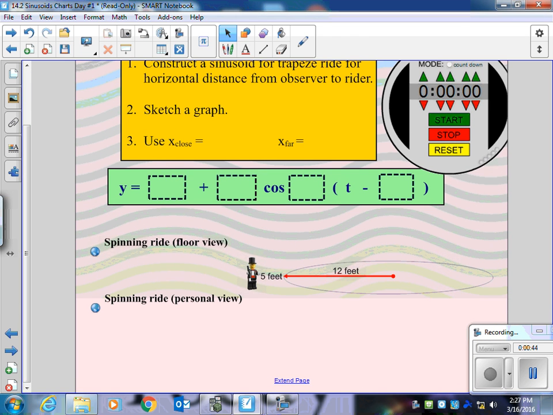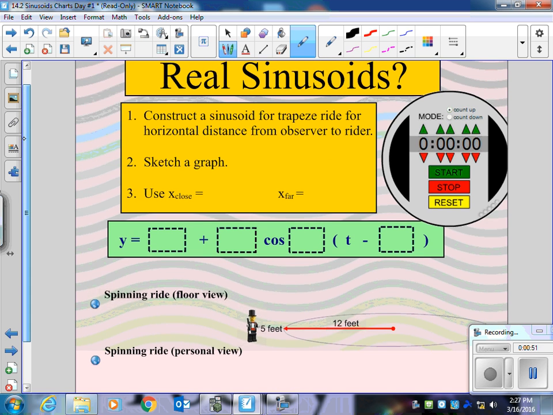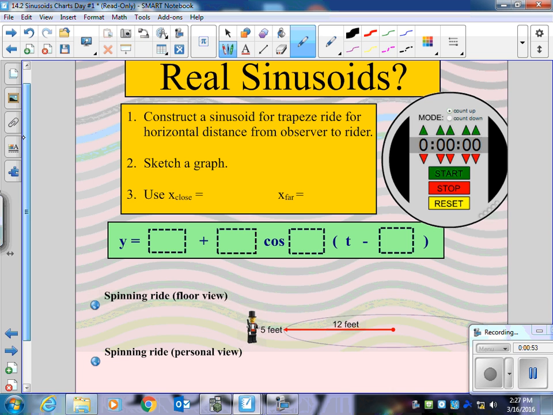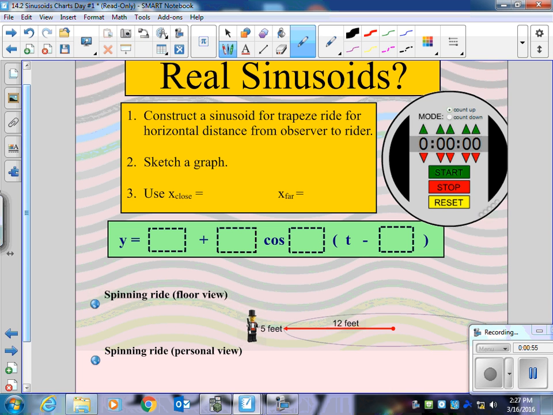So here's what I'd like you to do. I would like you to go to this slide. This is on 14.2 where it says real sinusoids. And we're going to sketch a graph of what's happening. Let's say this is 0. You're getting close, far, close, far. It's just going to be a sinusoid graph, isn't it?